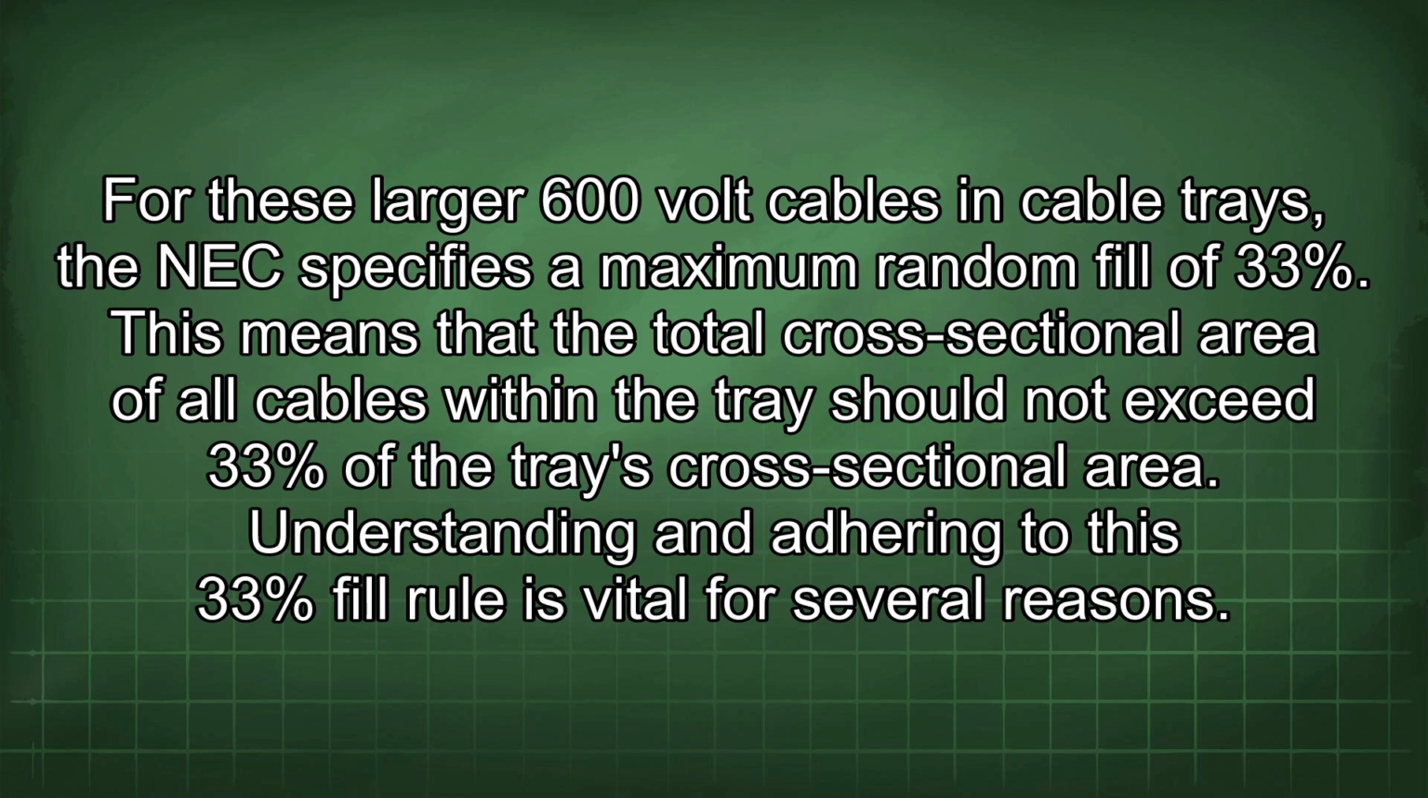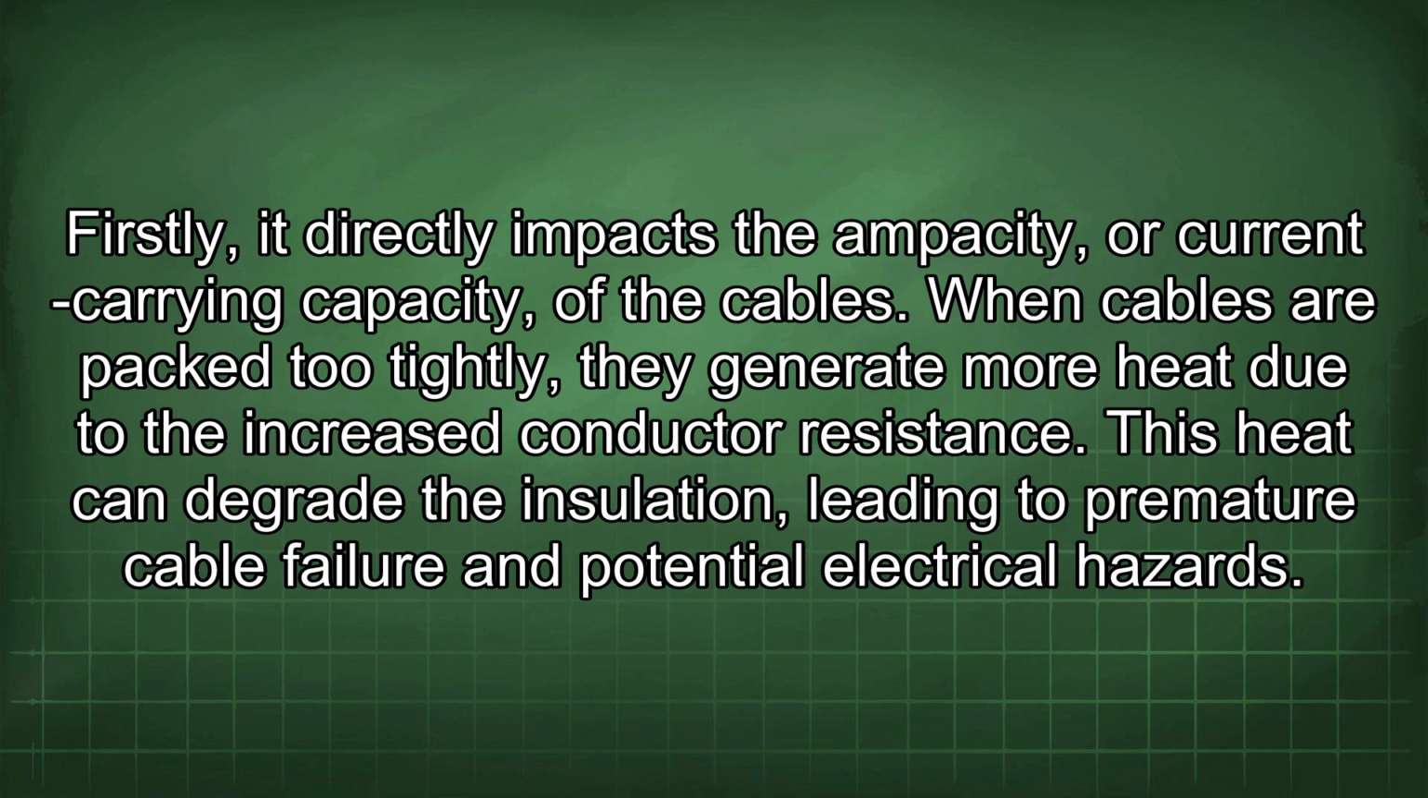33%. This means that the total cross-sectional area of all cables within the tray should not exceed 33% of the tray's cross-sectional area. Understanding and adhering to this 33% fill rule is vital for several reasons. Firstly, it directly impacts the ampacity, or current carrying capacity, of the cables. When cables are packed too tightly, they generate more heat due to the increased conductor resistance. This heat can degrade the insulation, leading to premature cable failure and potential electrical hazards.